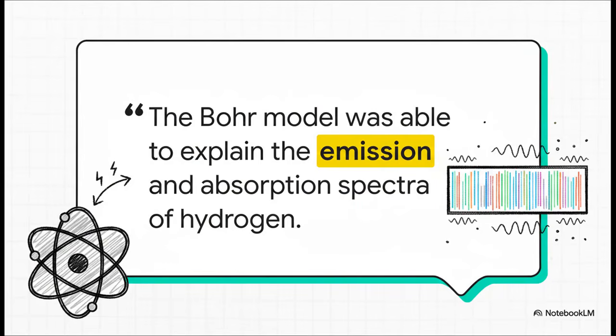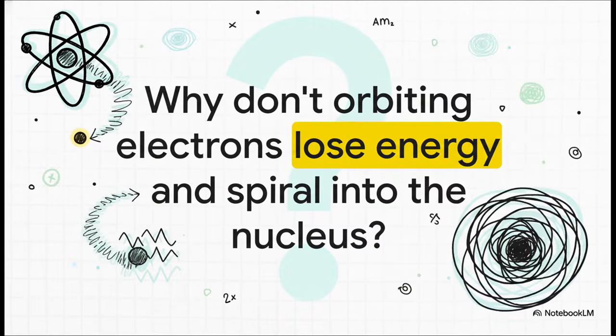And you know what? This model was a massive hit for one big reason. It finally explained something that had been puzzling scientists for ages. It explained why hydrogen atoms only spit out light at very specific colors, creating these sharp lines in its spectrum. Why? Because those lines were the exact energies released when an electron jumped from one of Bohr's special shells to another. It just worked.